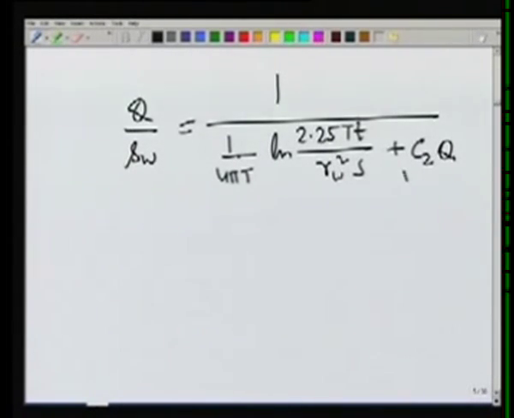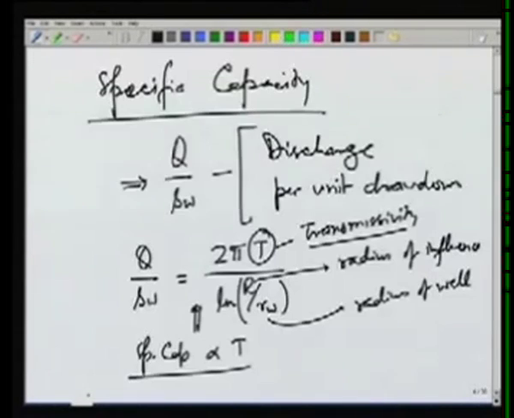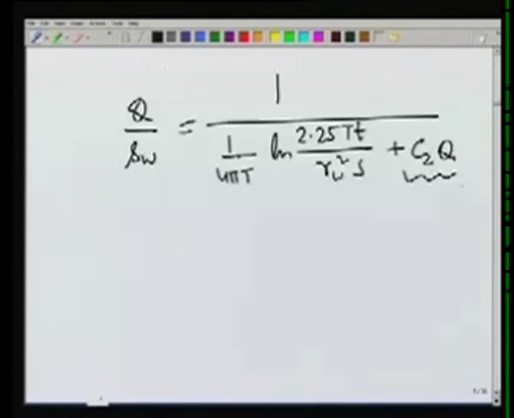And including the well loss. If you look at the previous equation, there was no well loss term included here. So we have assumed ideal conditions here without any well loss, steady state conditions. But if the flow is transient and there is well loss, then we have to include this C2Q term also.